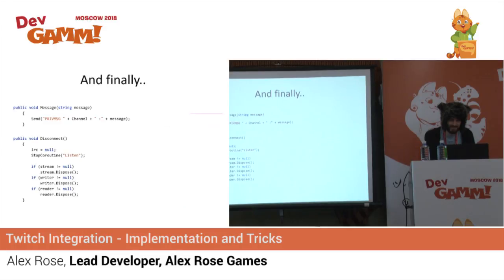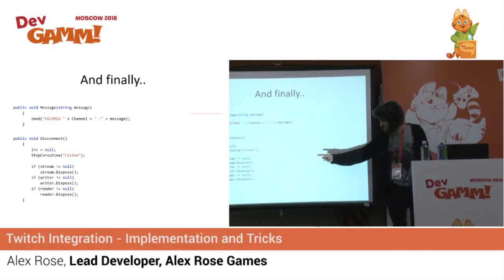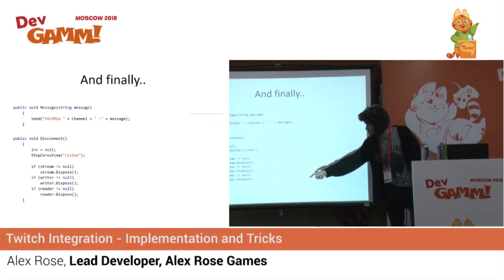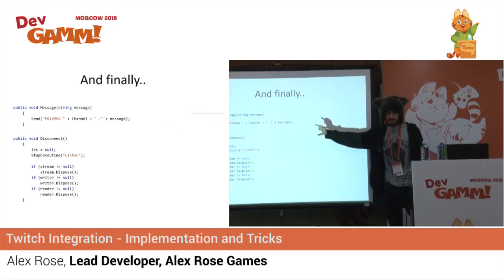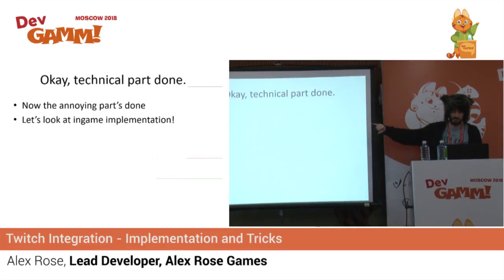So this thing disconnects, right? That's just, you need to turn off your stream, you need to turn off your writer, you need to turn off your reader, and this is for writing into the thing, right? So that's the technical part done. Now the annoying part's done. Let's look at the in-game implementation.